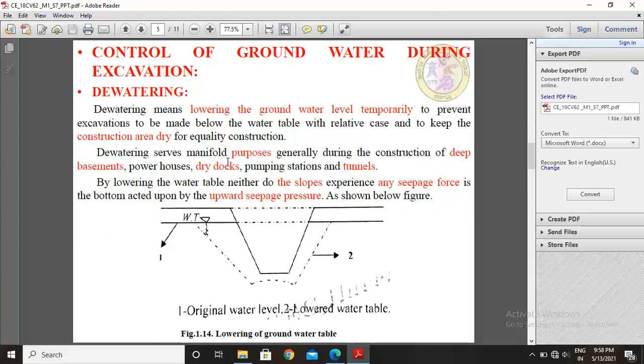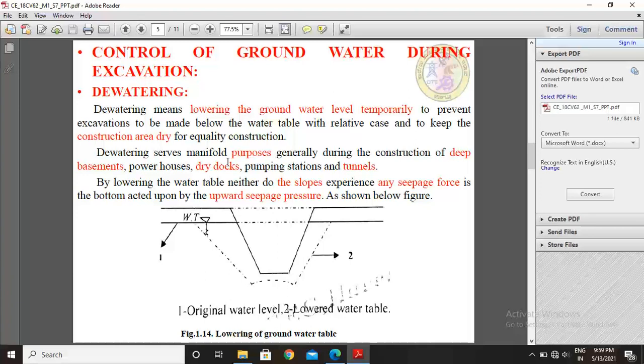So this is the explanation about Horslew methods. Next I want to explain in details how to control of groundwater during excavations. Next topic is control of groundwater during excavations. Okay.